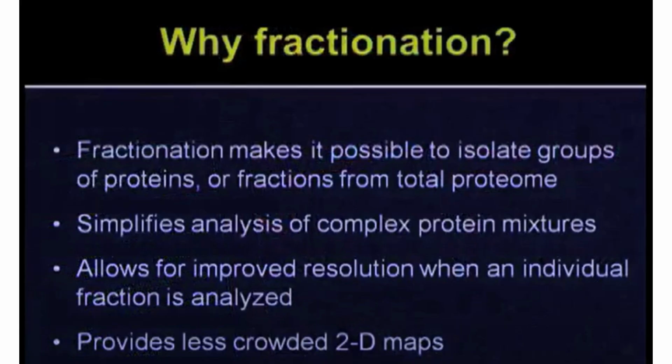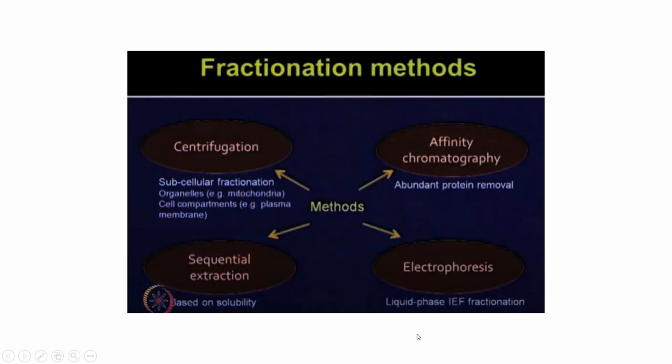represent your data accordingly. But the fractionation initial step would be beneficial for better proteomic analysis, and it allows improved resolution, basically when an individual fraction is analyzed and it becomes less crowded 2D maps. So there are fractionation techniques like centrifugation, sequential extraction, electrophoresis, affinity chromatography. For example, with centrifugation, mitochondrial proteins will be different, and plasma membrane proteins will come in the supernatant, etc.